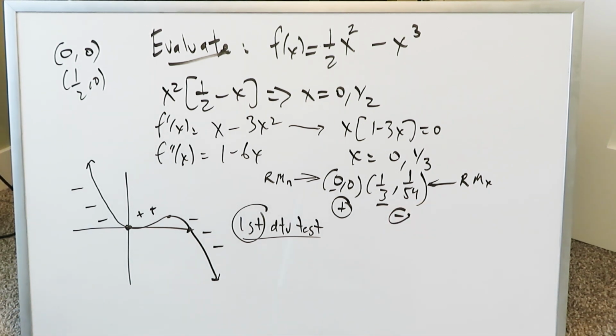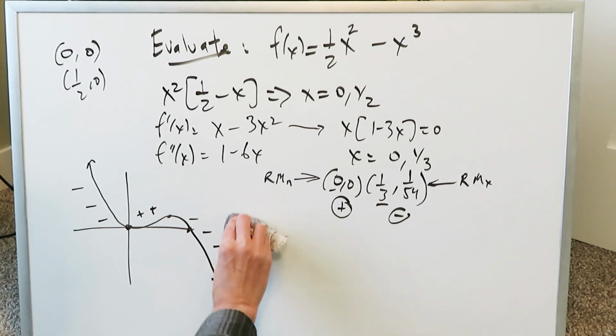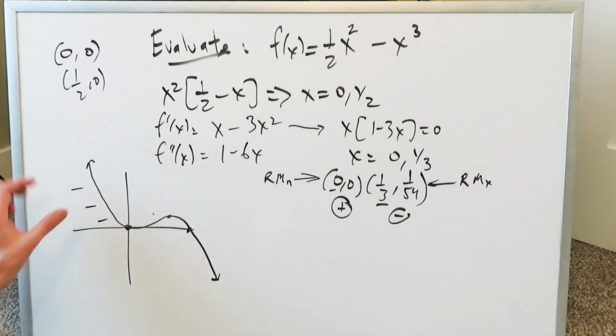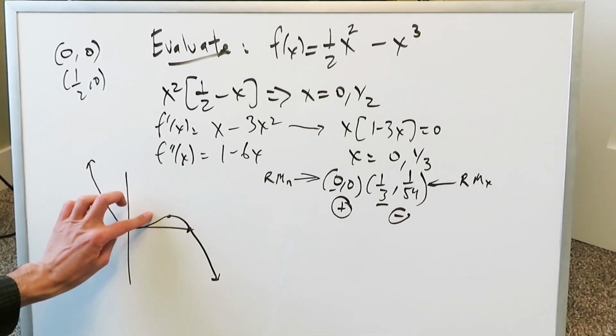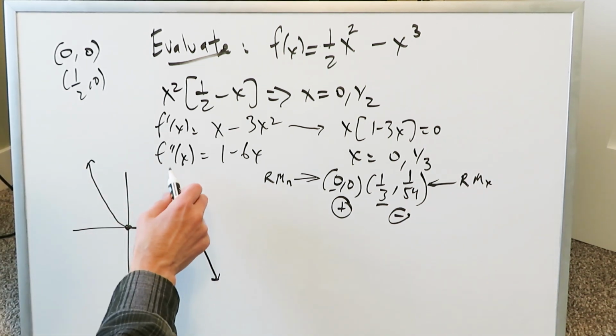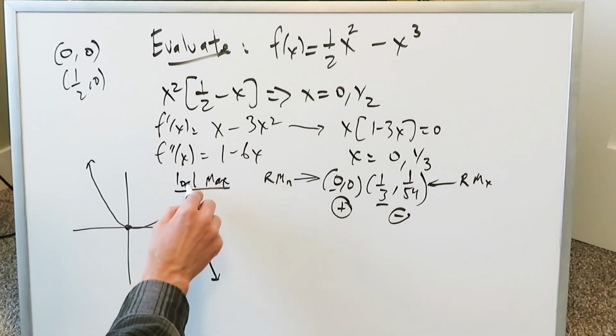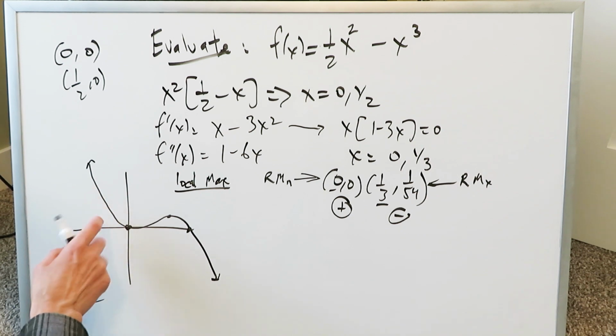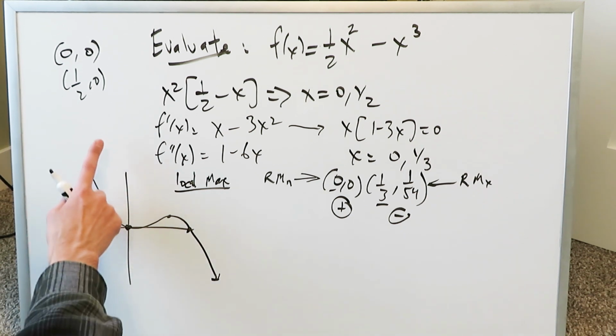So the first order derivative test helps me verify the fact that I have indeed identified my extremes correctly. And I will put them down over here now on the graph. This here is a local max. Here we have a local minimum. And let's put it right over here. Local minimum, local max.